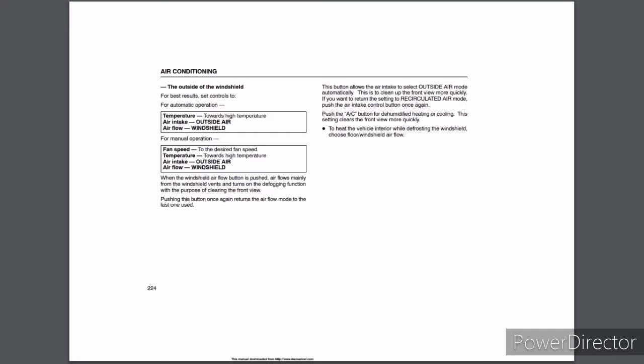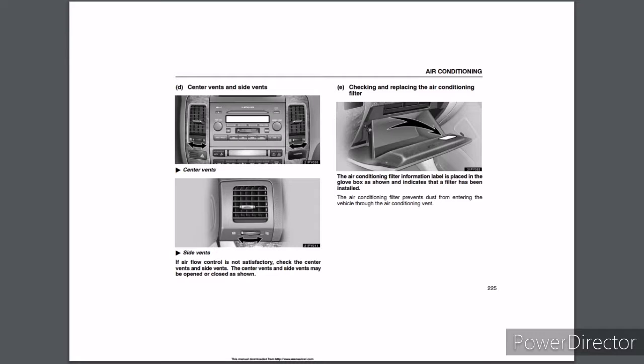To heat the vehicle interior while defrosting the windshield, choose floor/windshield airflow. D. Center vents and side vents. If airflow control is not satisfactory, check the center vents and side vents. The center vents and side vents may be opened or closed as shown.